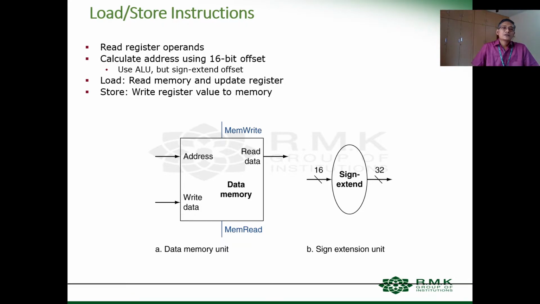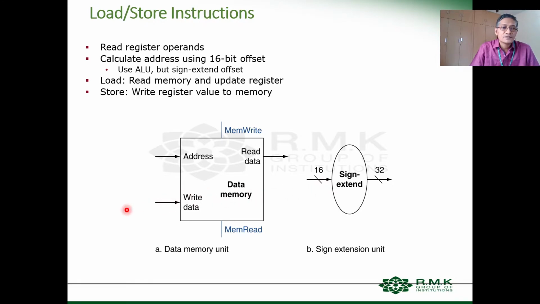Now that 16-bit offset should be converted into 32 bits. For that purpose we are using the sign extension unit. The sign extension unit is another functional unit which is added to the data path for converting the 16-bit offset to 32 bits. How is it converted? Whatever the MSB value is in the 16-bit data will be replicated in the higher order bits.